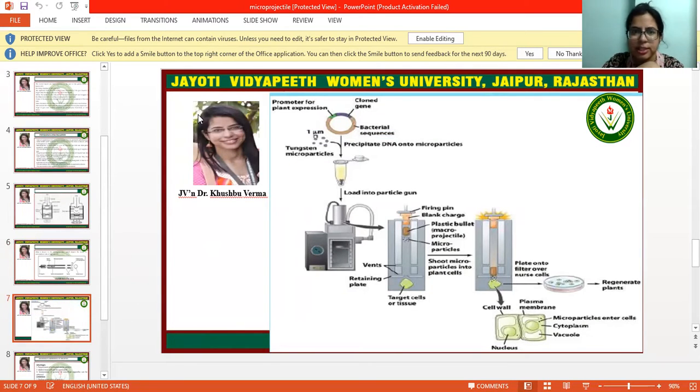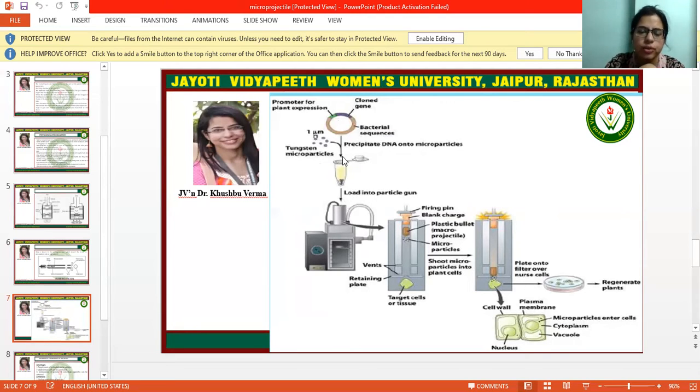In the next slide, you can see again the complete process of how this microprojectile works. Here you can see this is the promoter for plant expression, this is the cloned gene, and this one is the bacterial sequence. This is the plasmid structure which has our gene of interest. Now we can use this vector and precipitate the DNA onto microprojectiles. We can coat the microprojectiles with this DNA material. And we basically use tungsten microprojectiles, because they are cheaper in comparison to gold microprojectiles.